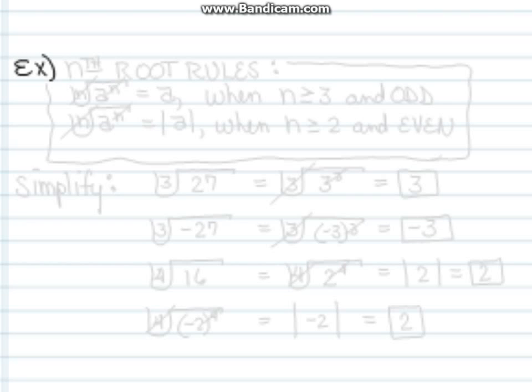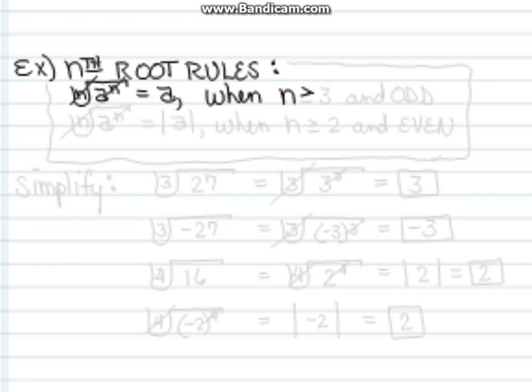Let's review the rules for nth roots. First of all, in the first part, if you have the nth root of base a raised to the nth power, that is simply going to be equal to the base a when the root index n is greater than or equal to 3, and if it's odd.